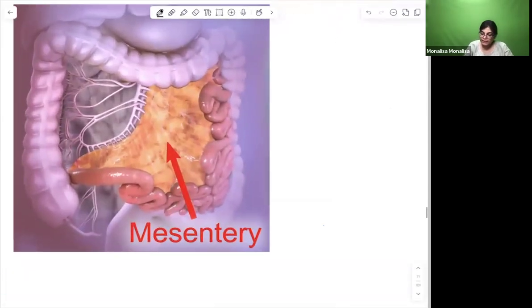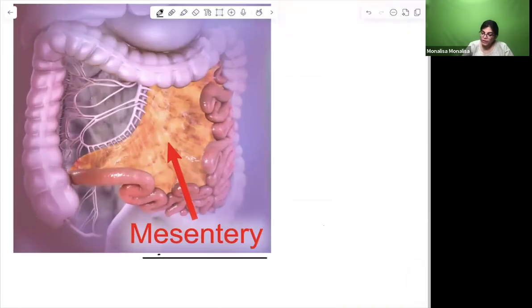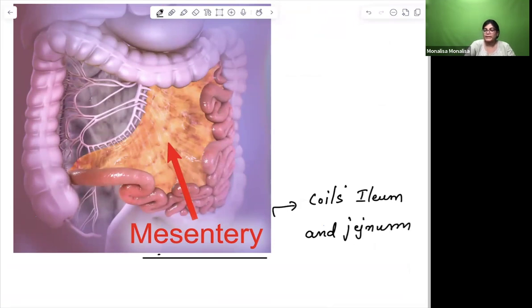Now, mesentery. When I'm talking about mesentery, what is mesentery containing? Mesentery contains coils of ileum and jejunum. It is a fold of peritoneum. What is asked in examination is the structures crossed by mesentery.